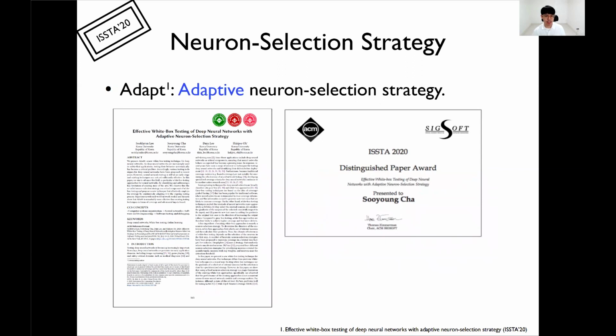Okay, the next neuron selection strategy, called ADAPT, is actually our paper. This technique is the state-of-the-art neuron selection strategy for white box DNN testing, presented in ISSTA 2020. And we also received the ACM Distinguished Paper Award last year. Actually, it is similar to my ICSE 2020 paper introduced in the previous lectures. So it will not be difficult to understand this new technique ADAPT. So let's start with the motivation of this paper.